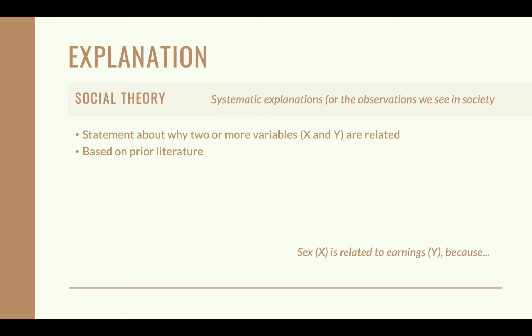A social theory is an explanation. We don't just say that sex is related to earnings. We say it is because, and we draw on prior literature on the relationship between sex and earning.